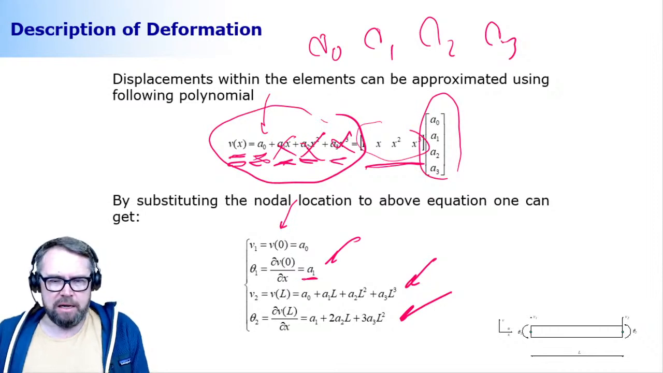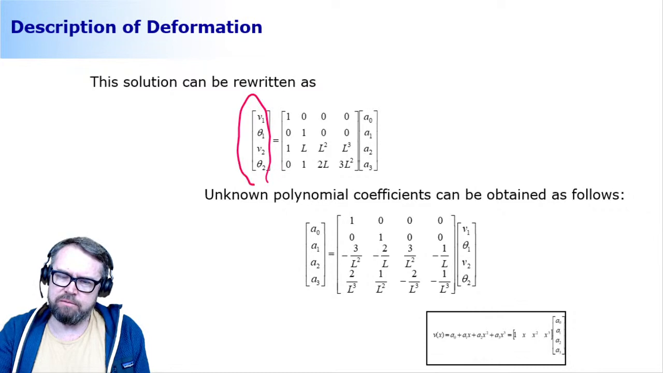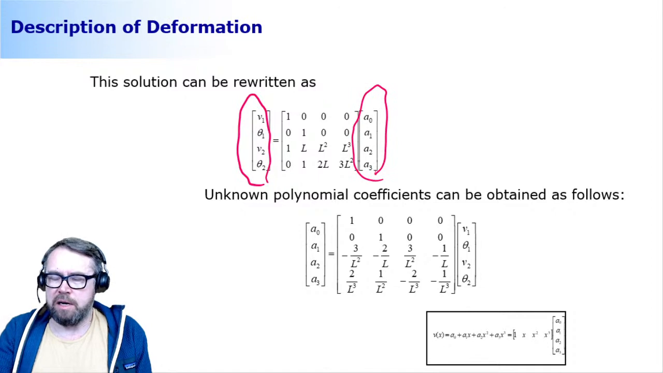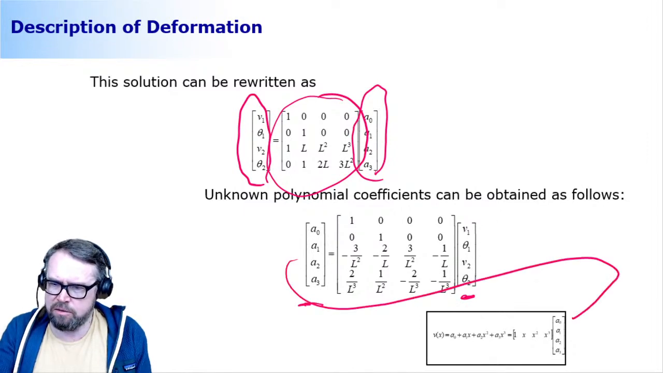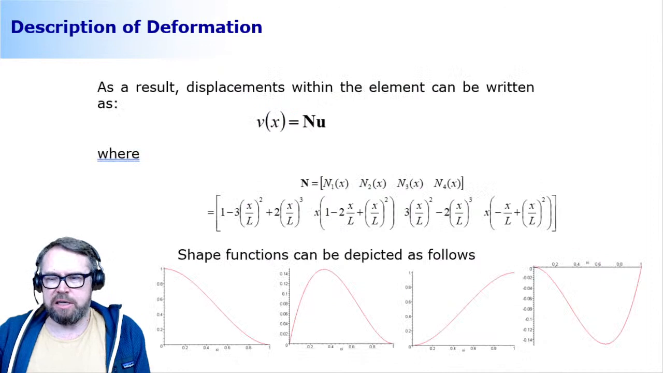All right, and now what follows is this. These are my nodal degrees of freedom, put in a vector form. These are my polynomial unknowns. I'm going to convert this matrix here such that I can find the relation between these polynomial unknowns and my nodal displacements. Then I substitute back into this one here, and I'm going to get the shape functions. Here is what the shape functions look like. So this is going to be my shape functions.